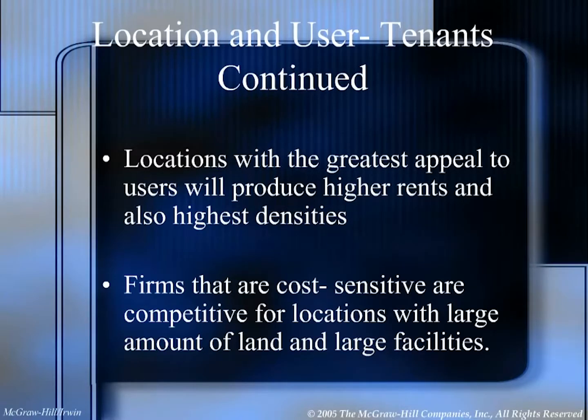We find that locations with the greatest appeal to users will provide higher rents and also higher densities. If a location has a large appeal, people are drawn to that area, so it will have higher density of use and higher rentals. Firms that are cost sensitive are competitive for locations with large amounts of land and large facilities. They are very cost sensitive, but they have large facilities, so they're very competitive in that area.